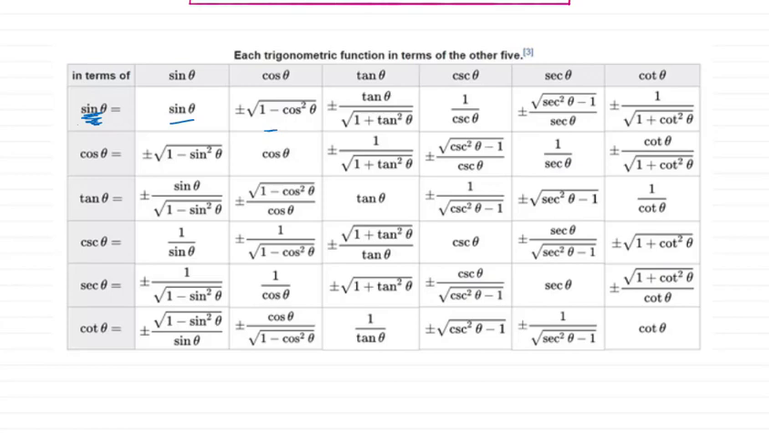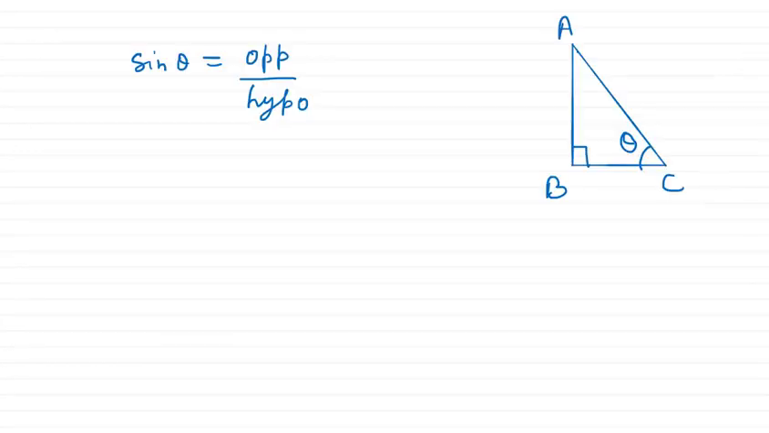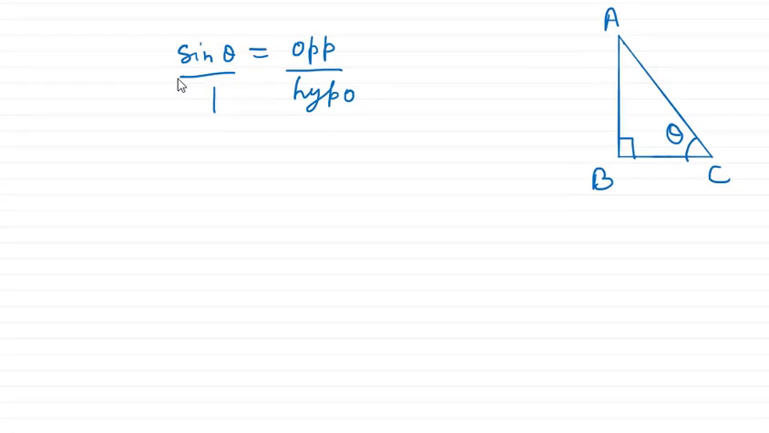The same way you can get tan theta. Sine theta in terms of tan theta can be written as tan theta divided by root over 1 plus tan square theta, and the same for the others. Now I will tell you a short method to find out all these. Here we have sine theta equals opposite side divided by hypotenuse. So I am writing my opposite side as sine theta, and the hypotenuse I am taking as 1, just comparing these two.